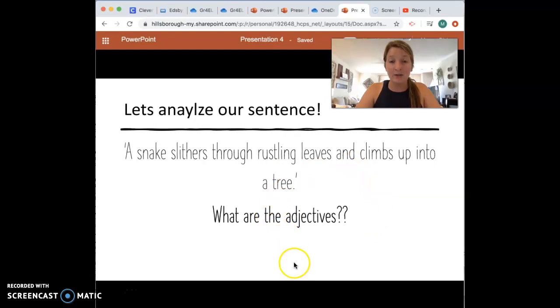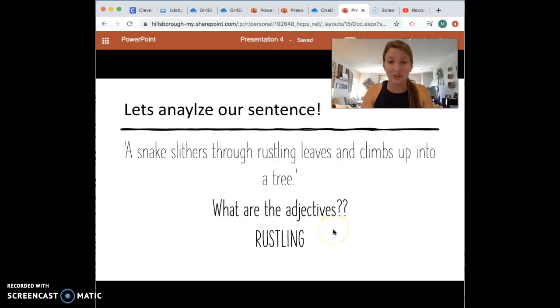All right, so now we're going to identify an adjective. An adjective is a word used to describe a noun. So one clue that you could use to help you identify the adjective is, since we just identified the noun, what word comes before the noun that might be describing that noun? There's actually only one adjective. Okay, so you should have said rustling. So this author is describing the leaves as being rustling leaves.